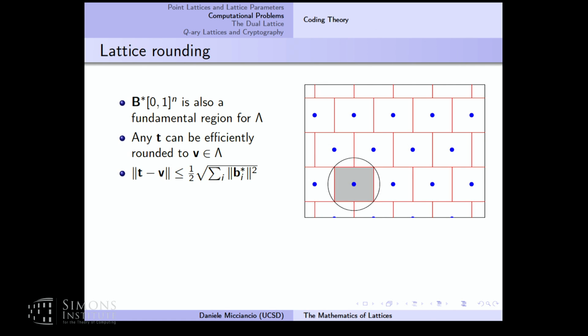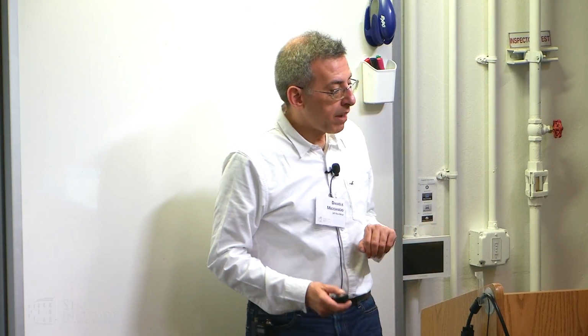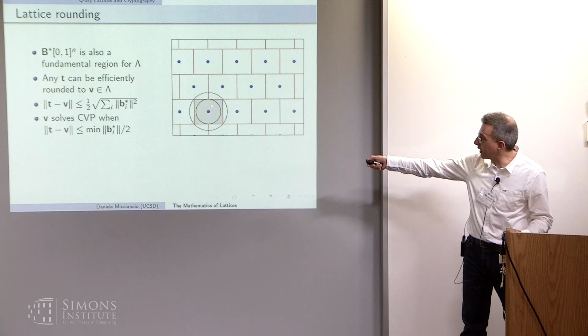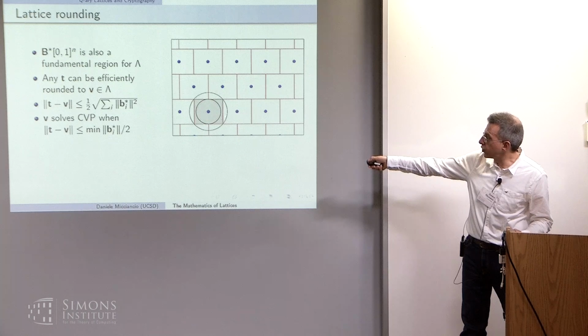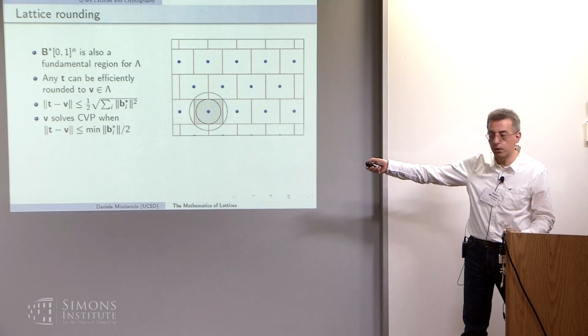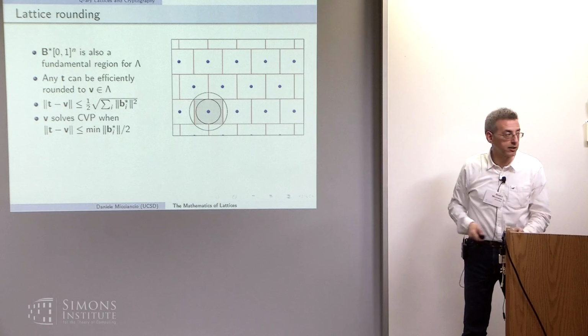So this is an upper bound on the distance that you get when performing a rounding. But notice, if I give you a target point within a smaller distance to the lattice, more precisely within a distance which is at most half the internal radius of this region, then you will be guaranteed to find the closest lattice point.